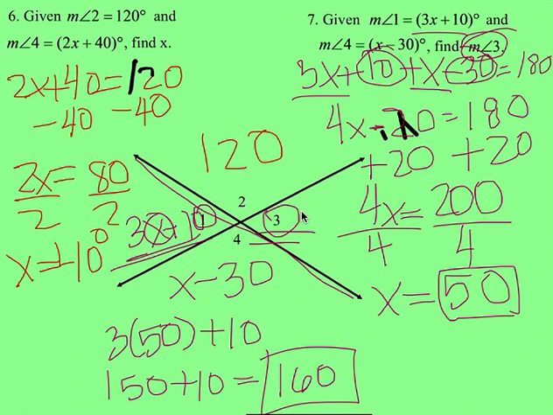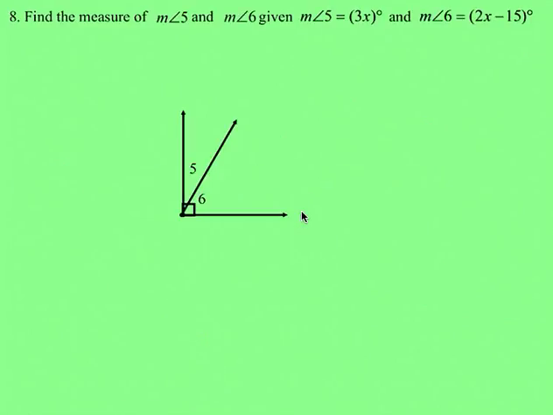So that is the measure of angle 3 because the measure of angle 3 is the same as angle 1. All right, so let's take a look at number 8. It says find the measure of angle 5 and measure of angle 6, given that angle 5 is equal to 3x and angle 6 is 2x minus 15.